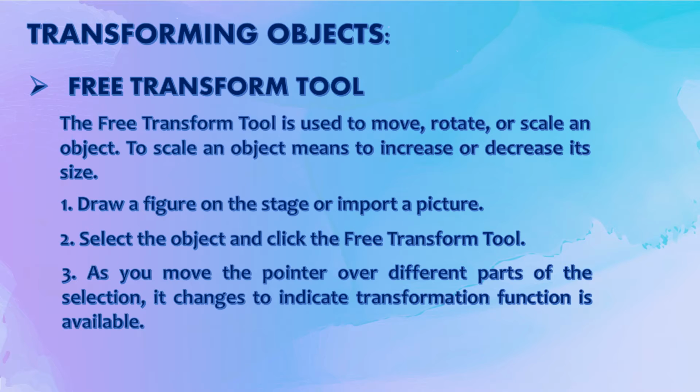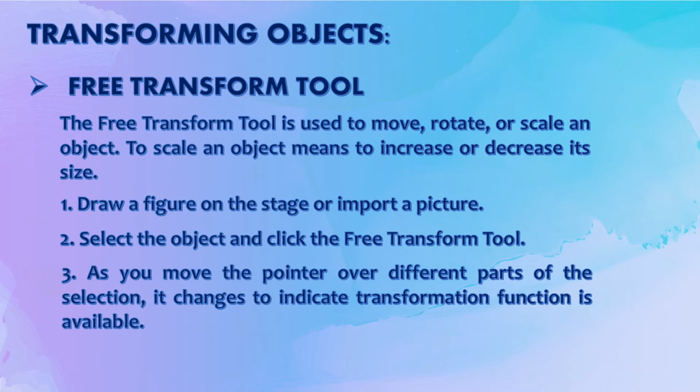Transforming objects. Once you have an object on the stage, you can transform it in various ways. You can move it, rotate it, or change its shape and size. If a gradient was applied to an object, you can change the gradient in various ways. Free transform tool. The free transform tool is used to move, rotate, or scale an object. To scale an object means to increase or decrease its size.